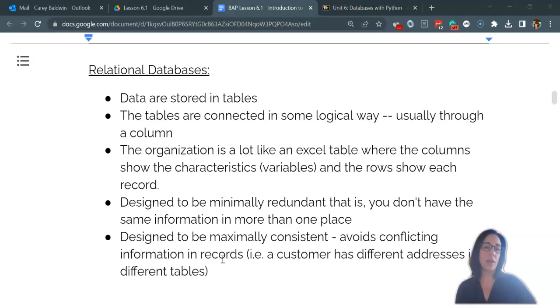A related concept to that is the idea of maximal consistency. So we want to avoid conflicting information in the records, right? So for example, if a customer has a different address in different tables, that would be a problem because it would not be consistent.